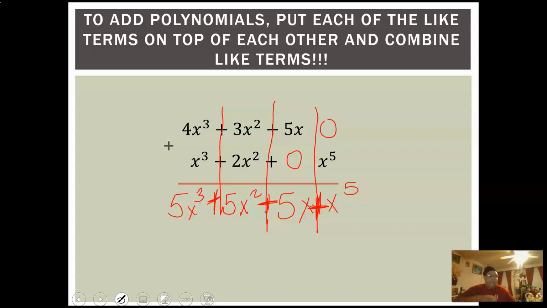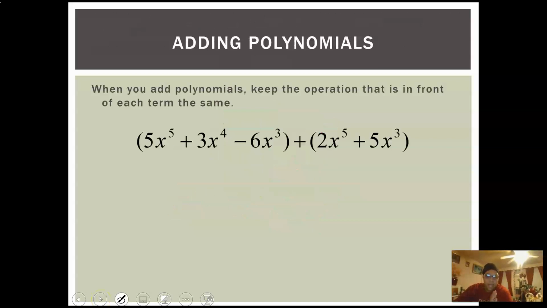And basically, adding is just that simple. So once you line them up, you add them, put zeros into the spaces that are empty, and you just add the numbers straight through, okay? On your next slide, I have one that I'm going to do with you that's not already set up.